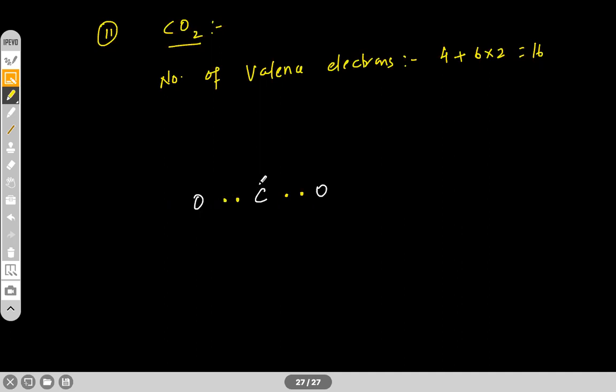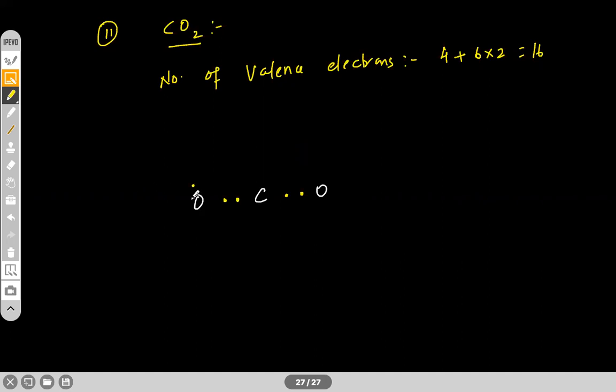I have given you the rules, Pradyum. The central atom is generally the least electronegative one. And if you have two oxygens and one carbon, obviously it's common sense that oxygen cannot be the central atom. Symmetry, if you see. So carbon is the central atom, the least electronegative one. Okay, so we are left with 12 electrons.